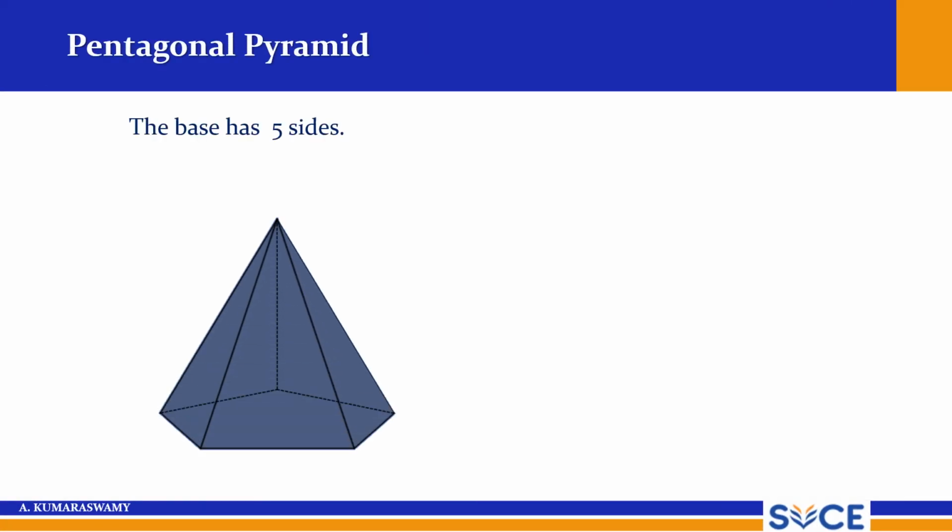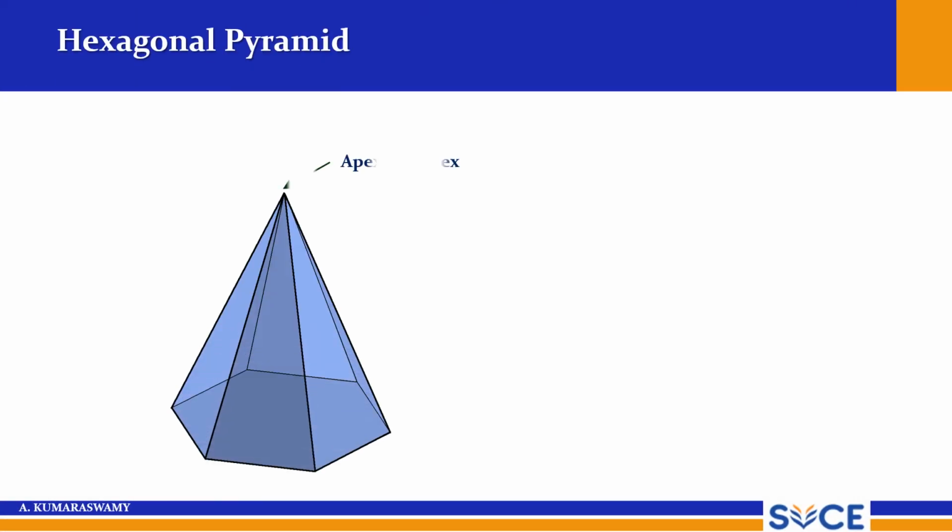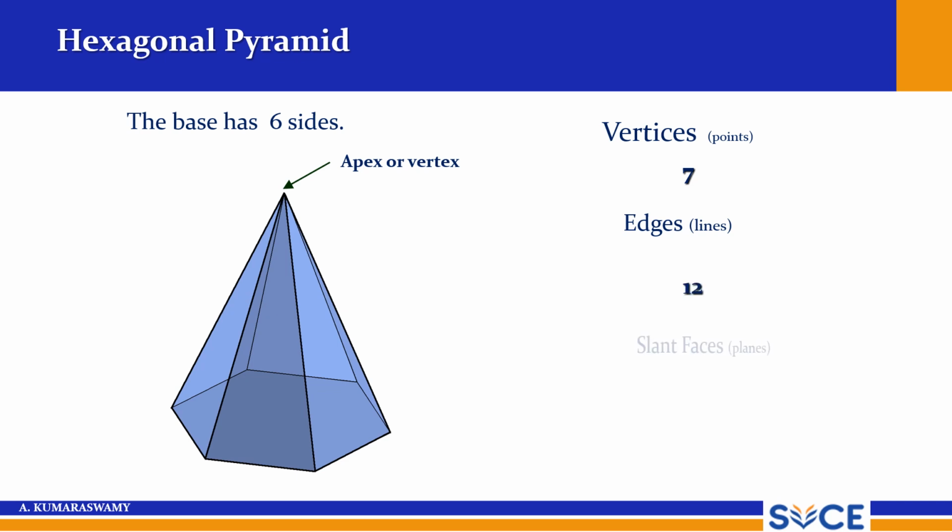Pentagonal pyramid: the base has 5 sides, and here vertices are 6, edges are 10, and the slant faces are 5. Hexagonal pyramid: all pyramids will have an apex, and the base sides are 6, vertices are 7, edges are 12, and slant faces are 6.